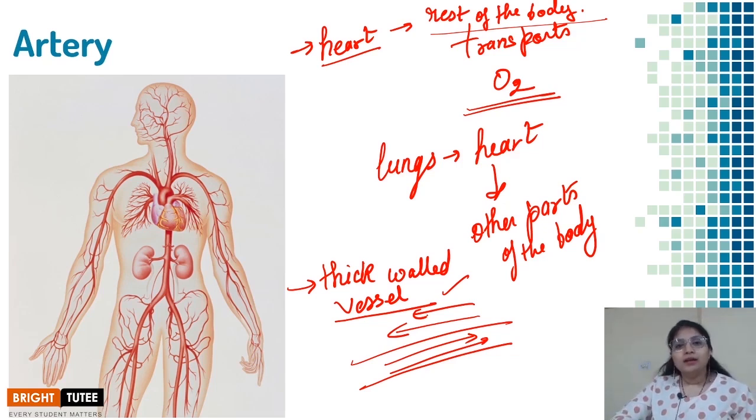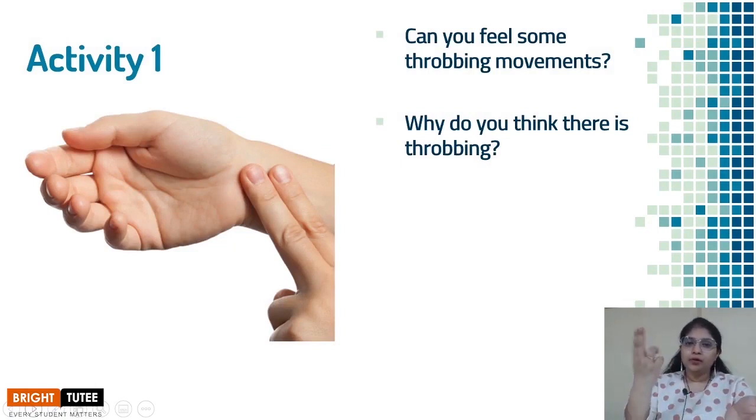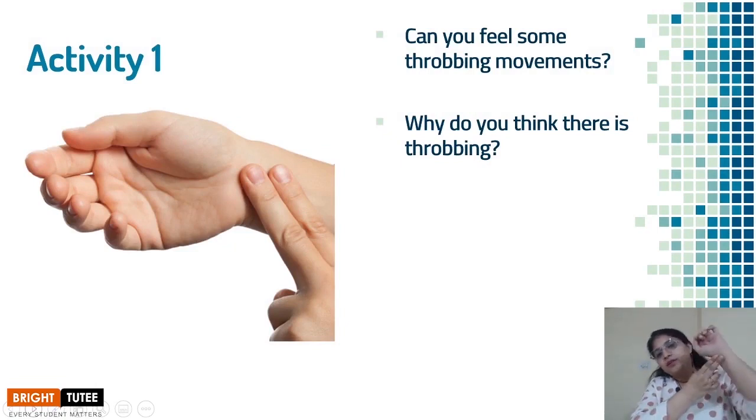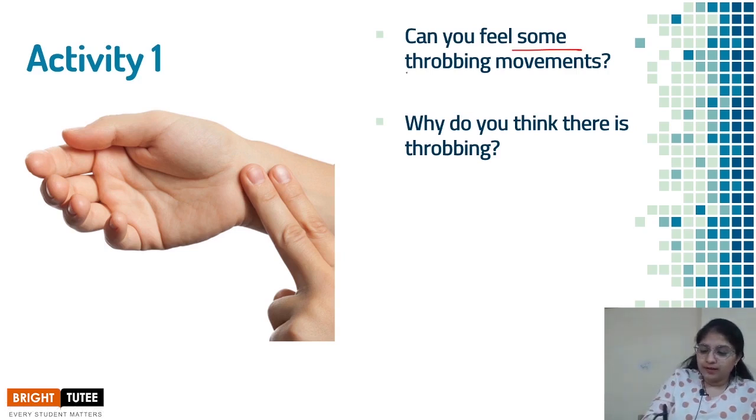Now, to understand it a little better and to understand the importance of arteries, we are going to perform an activity. Take your hand and put these two fingers on your wrist area. When you are putting them like this, do not apply a lot of pressure, just feel the throbbing that is happening. Throbbing means a jerky movement you will be able to feel over here. Keep it for a little while and feel the movement underneath the skin. What you will be able to feel is some throbbing movements.